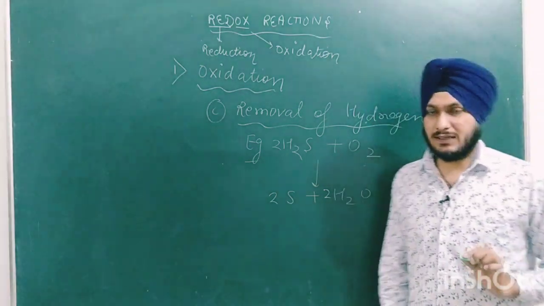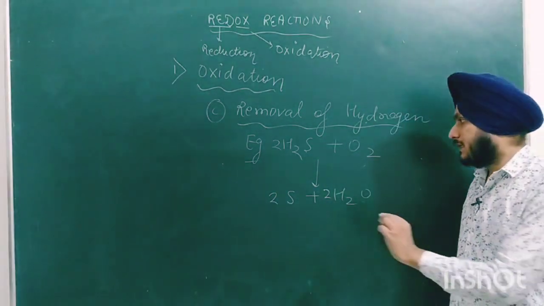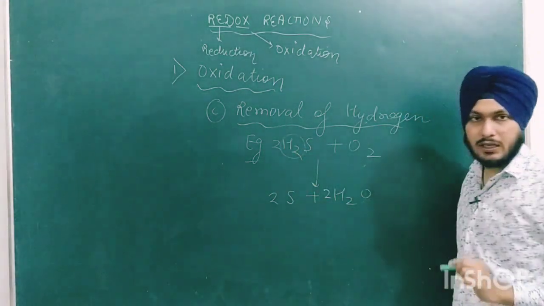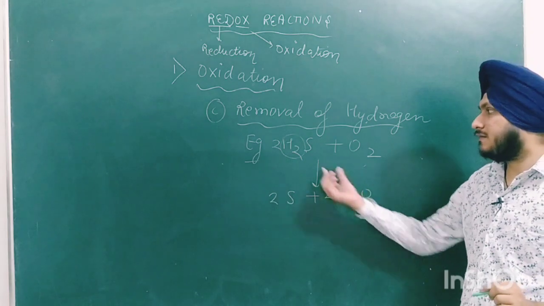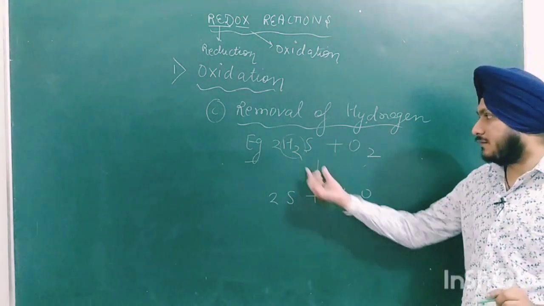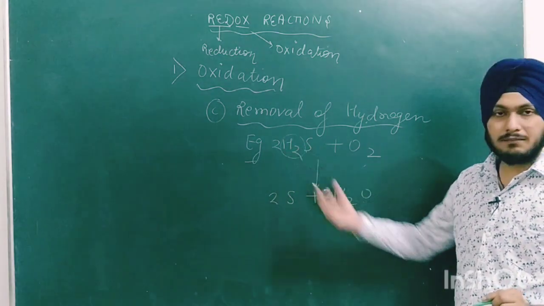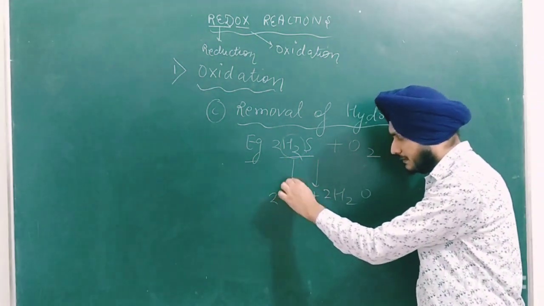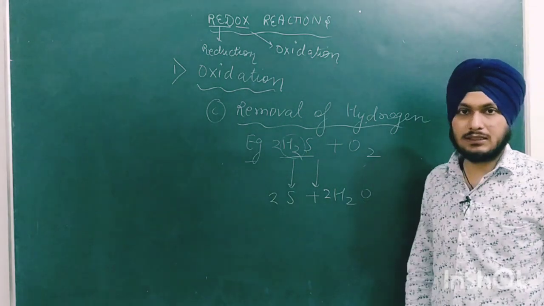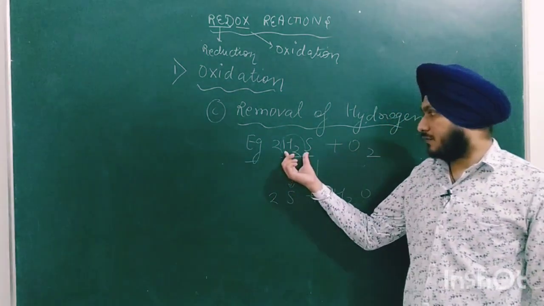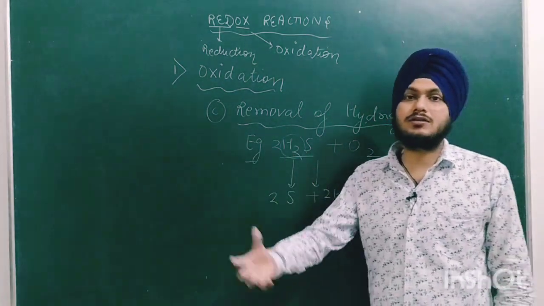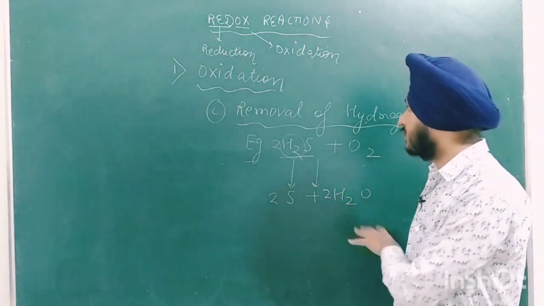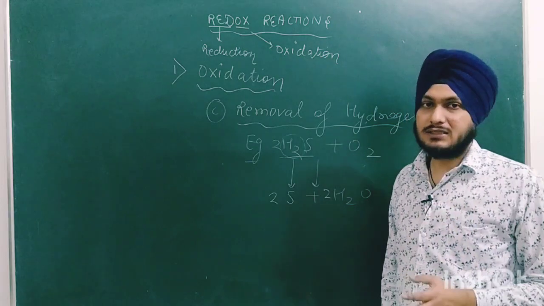So what is happening in this equation? Here this hydrogen will leave, it is removed from this compound. That is why H2S gets converted into S, and this is the oxidation, because on going from H2S to S, removal of hydrogen takes place. So that is why it is also considered to be an oxidation reaction.